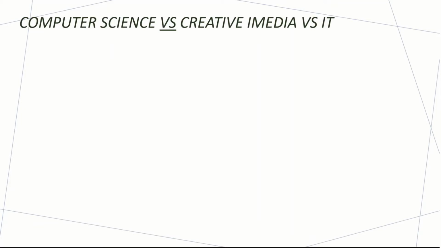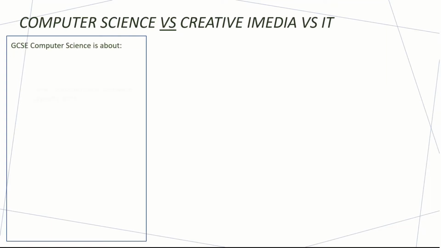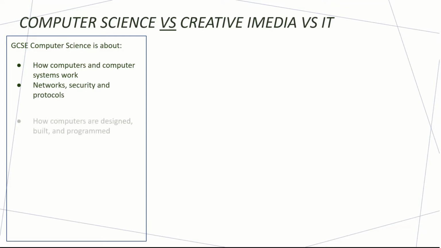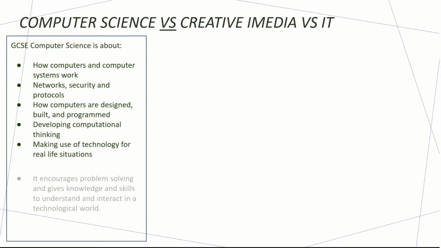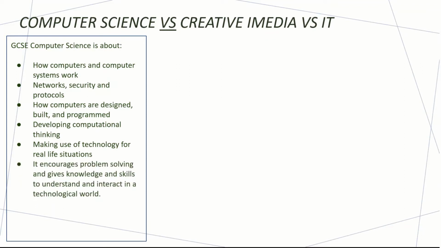software. So this slide looks at the 3 courses, computer science, creative media and IT, to give you a better understanding about the difference between them. So with computer science, it's about how computers work, it's about networking and network protocols, it's about how computers are designed and built. You'll also be doing some programming in computer science. It's about understanding computational thinking as well as expanding your computational thinking as well. It's about making use of technology for a real life situation and applying everything that you have learned in a subject for a real life solution.